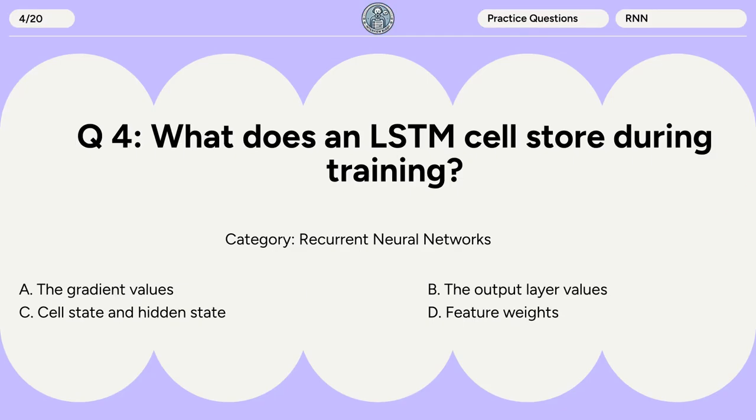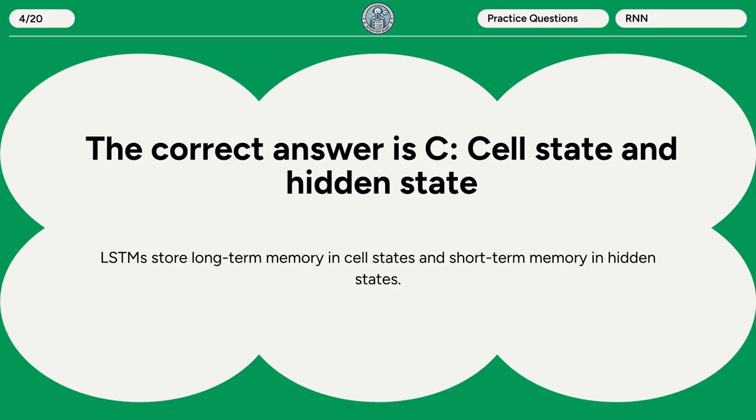Question 4. What does an LSTM cell store during training? A. The gradient values. B. The output layer values. C. Cell state and hidden state. D. Feature weights. The correct answer is C. Cell state and hidden state. LSTMs store long-term memory in cell states and short-term memory in hidden states.